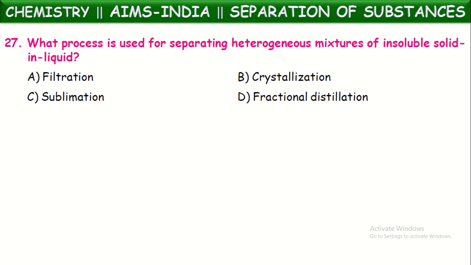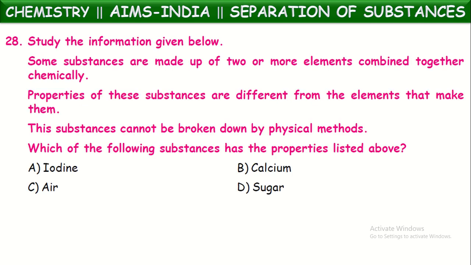What process is used for separating heterogeneous mixtures of insoluble solid and liquid? If it is a heterogeneous insoluble solid liquid mixture, it can be separated by the filtration process easily. The insoluble solid substance will remain on the filter paper and the liquid will come down, isn't it? So, filtration. Next one.